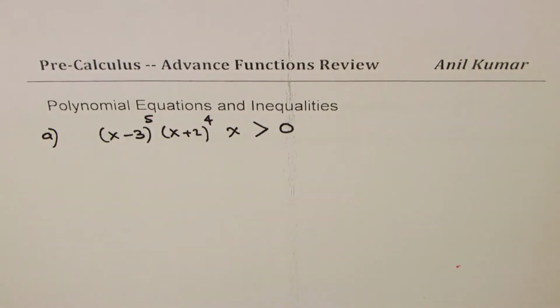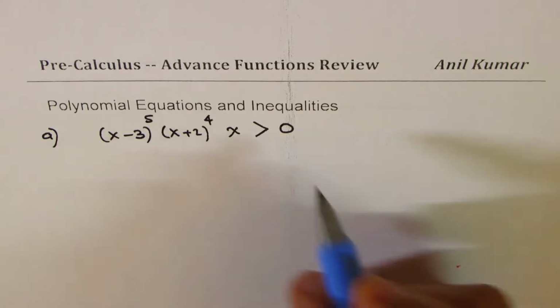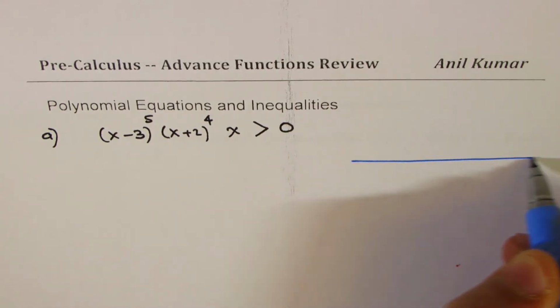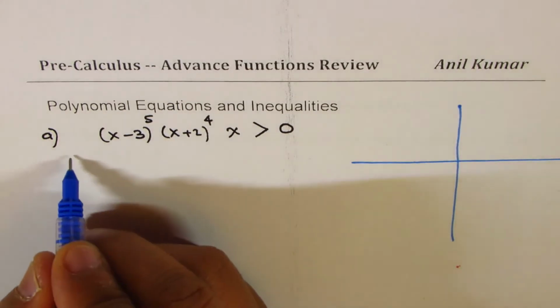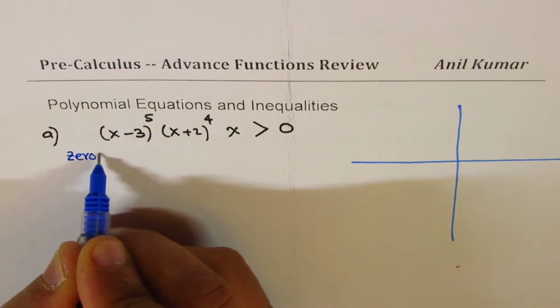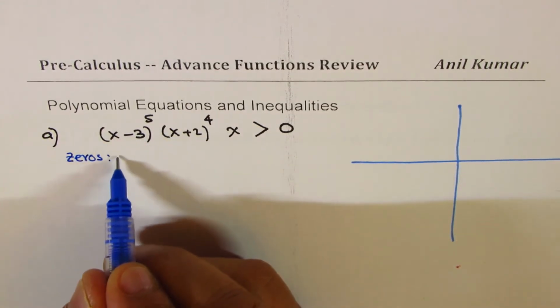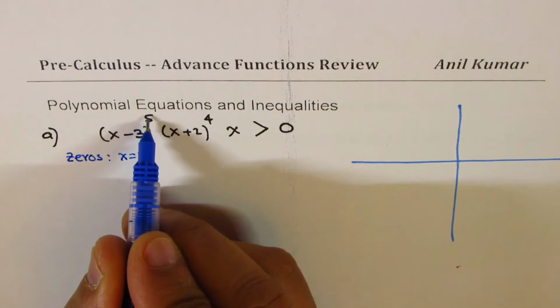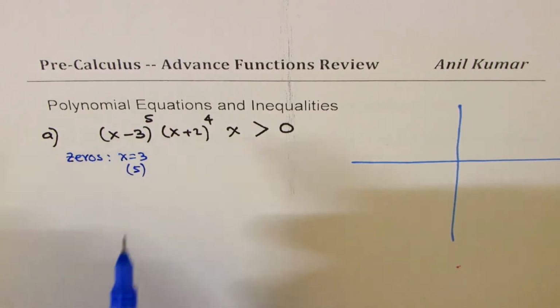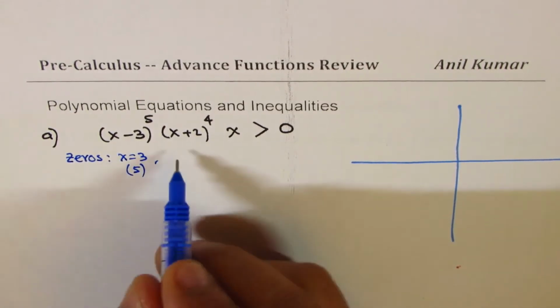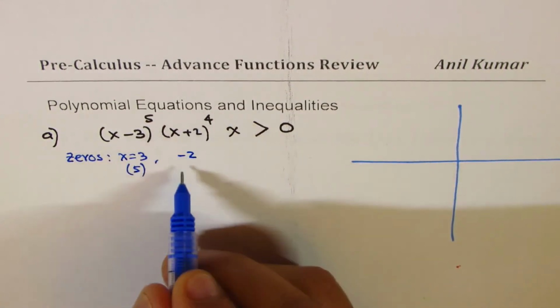Now we'll do it by graph. See how to do it with graph. It is not very difficult and it will help you review the concepts. So let's sketch the graph for this particular function. We begin by writing the zeros for the polynomial, and as you know, the first zero is at x equals 3, and this is the order of the zero, so it is of order 5. Whatever makes the factor 0 will make the function 0. This one is at minus 2 and the order is 4.